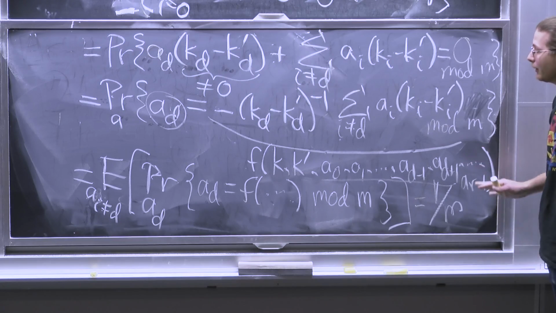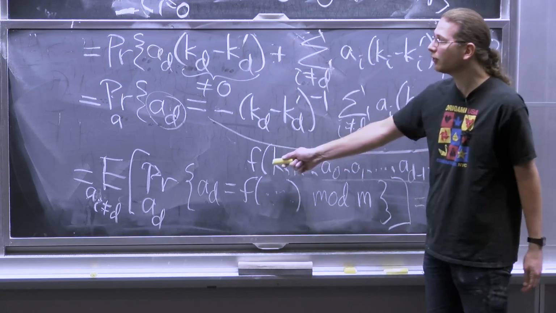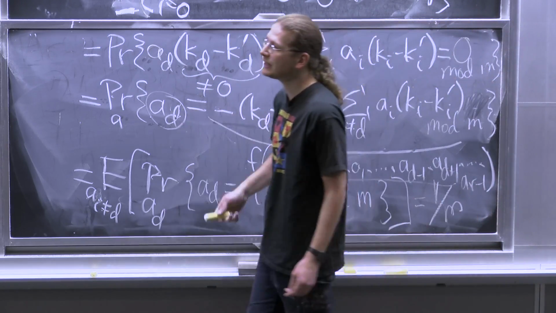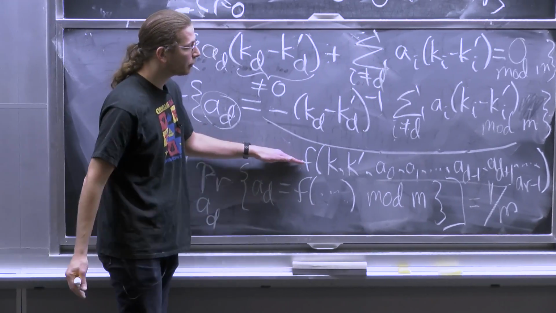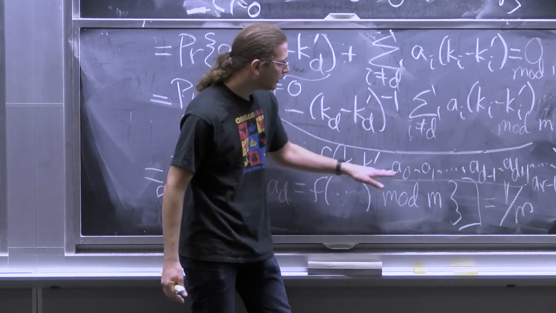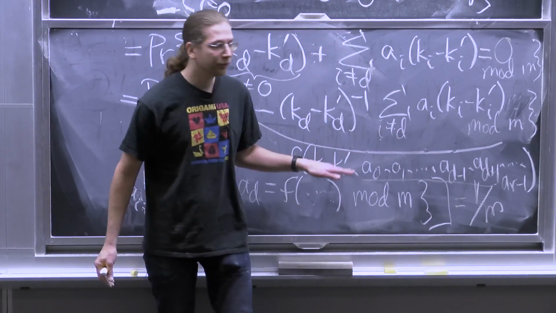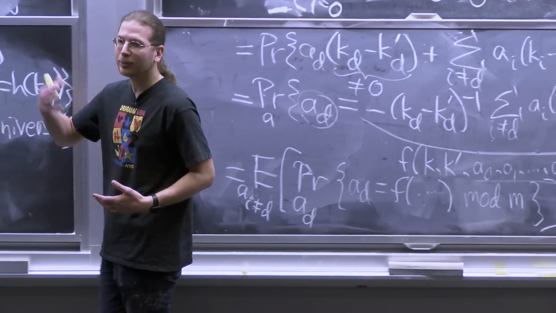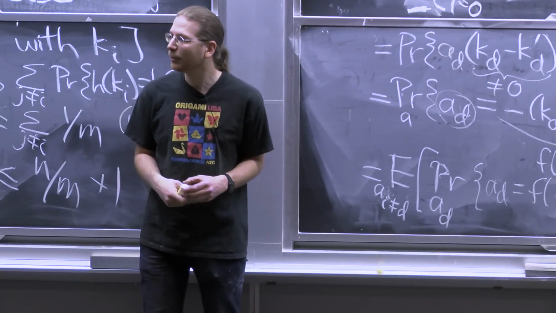But it doesn't matter. All we need is that this function is independent of our choice of AD. So you can think of this function: you choose all of these random numbers (actually k and k prime are not random), then you evaluate your f. Maybe it always comes out to 5. Who knows? It could be super biased.